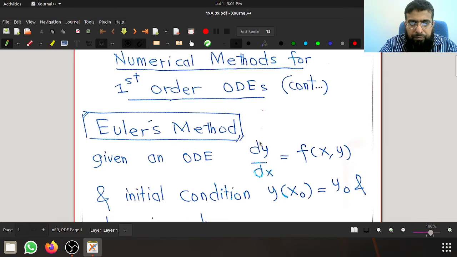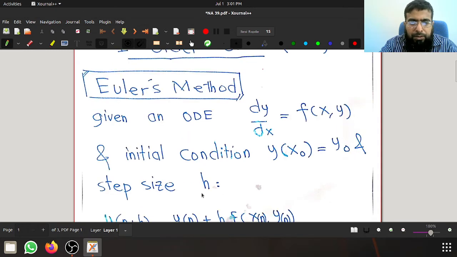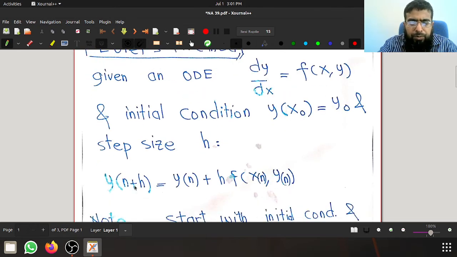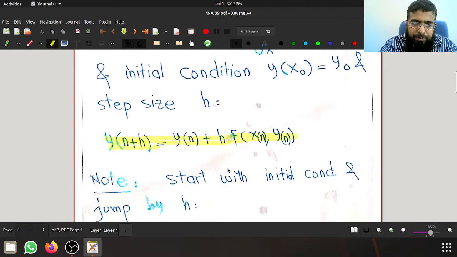The thing that we will be given is a first order differential equation, dy by dx, we call it f of x, y, and an initial condition y of x naught is equal to y naught, and some step size h. These three are the same things that we are given in case of Runge-Kutta's method, right? And we proceed using a simpler expression. y of n plus 1 is y of n plus h times f of x of n, y of n. So this expression is simpler compared to the expression we studied for Runge-Kutta's method. So it can be thought of as a simpler version of that method, right?